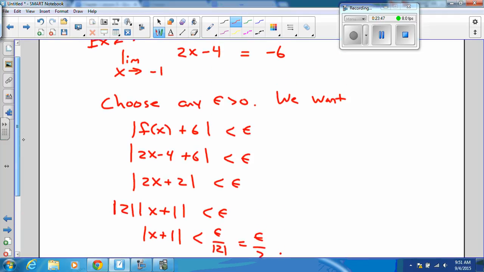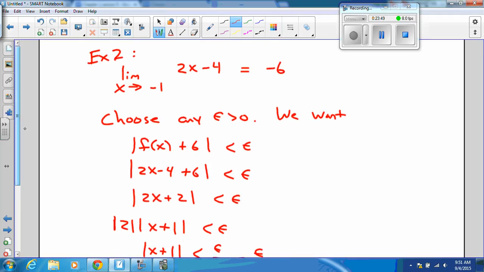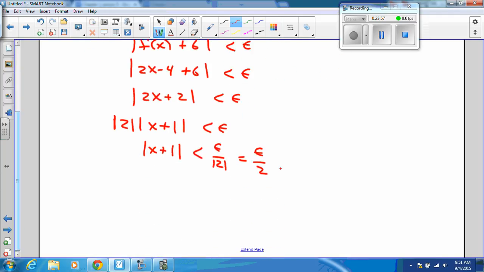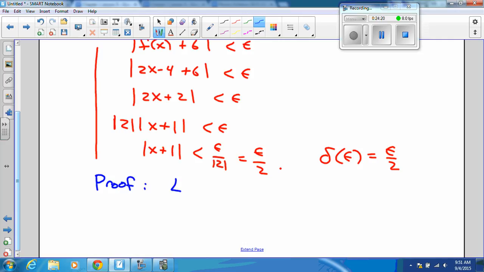So that when the absolute value of x plus 1 is less than epsilon over 2, then f of x plus 6 will be less than epsilon. And the x plus 1 is exactly the x minus c that we were looking for. And so we have found ourselves a delta for any epsilon. Specifically, delta is equal to epsilon over 2. Think of this as our scrap work getting to the delta. Now we're going to reverse it and write the proof.